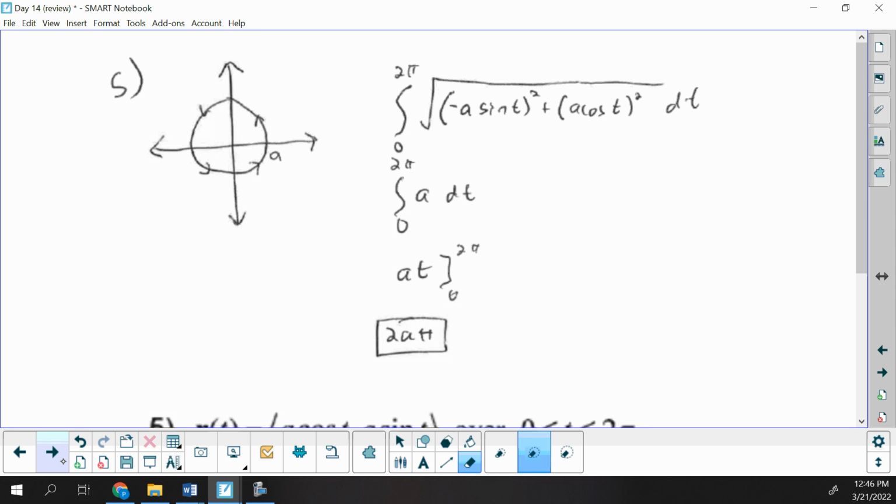Stub in your values of theta from 0 to 2 pi. We should get a circle there. So then our length: do your x derivative squared plus the y derivative squared all under a square root. We're going 0 to 2 pi.